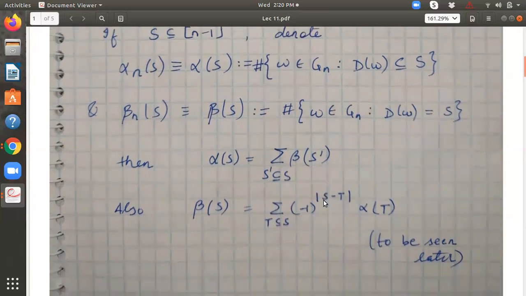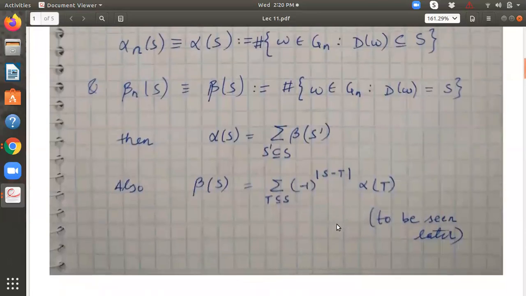Because S remains fixed. So this we will see later if at all we get time. But as of now, just remember this, and this will come in handy just in a while.